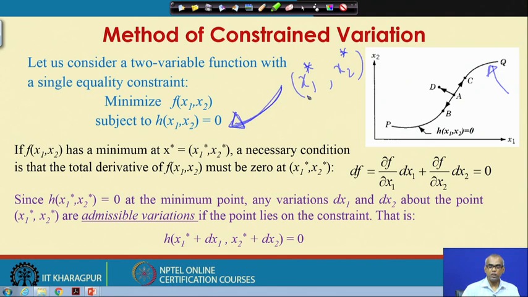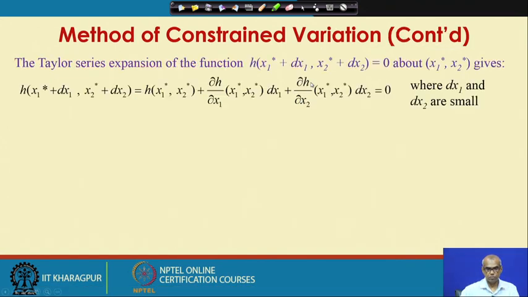So, a small deviation from x1 star, x2 star will be admissible variations if these deviations also satisfy the constraint h equal to 0. That means h of x1 star plus dx1 and x2 star plus dx2 is also equal to 0. So, this is the definition of admissible variations.